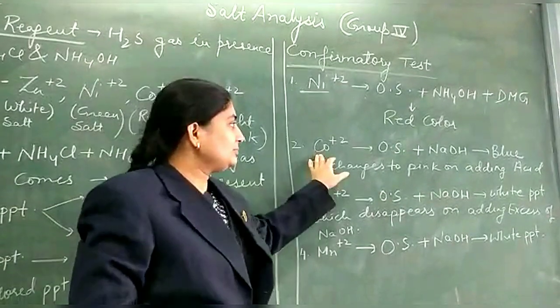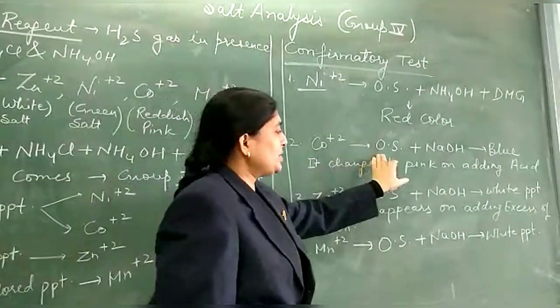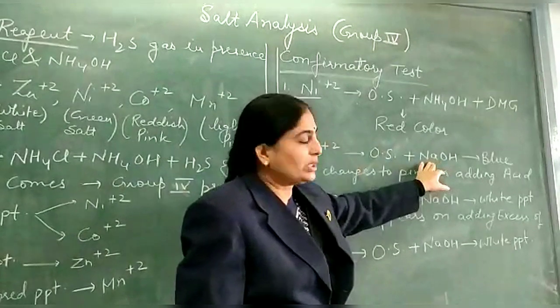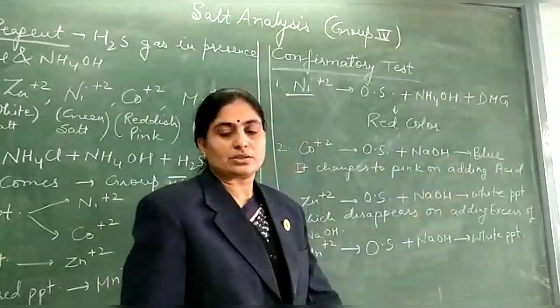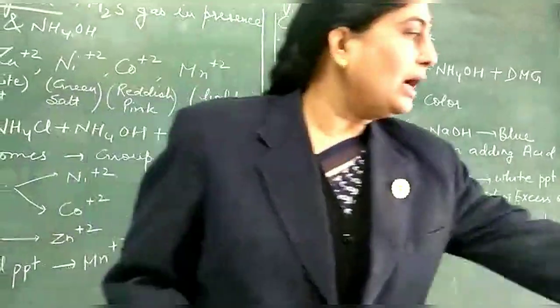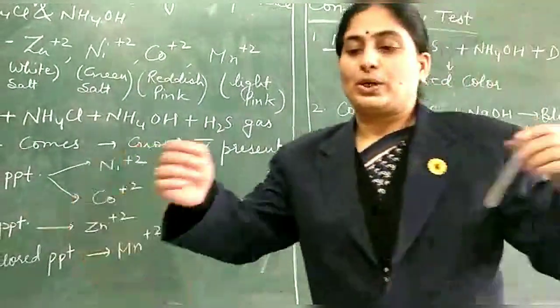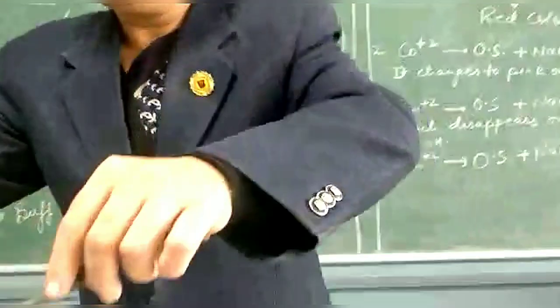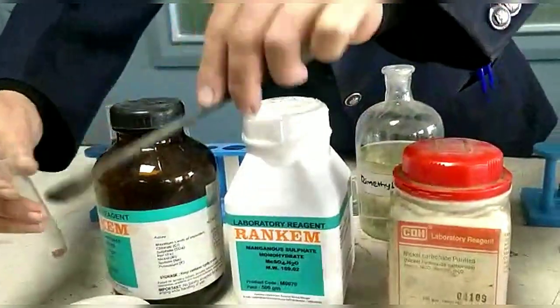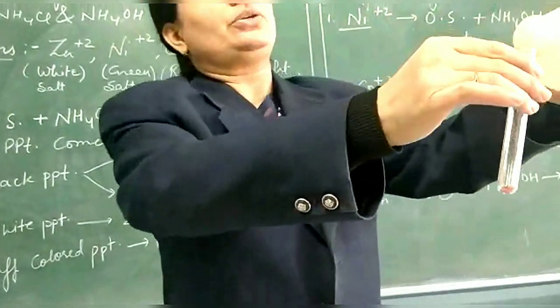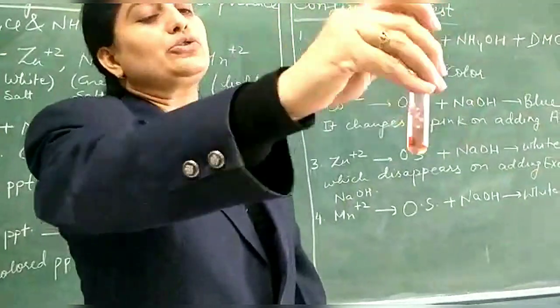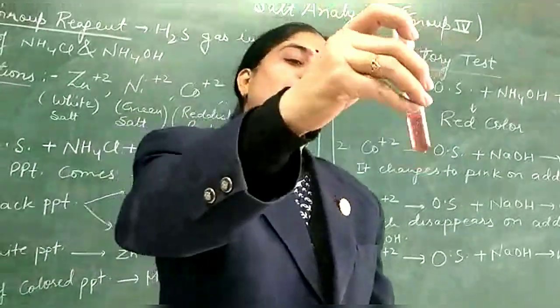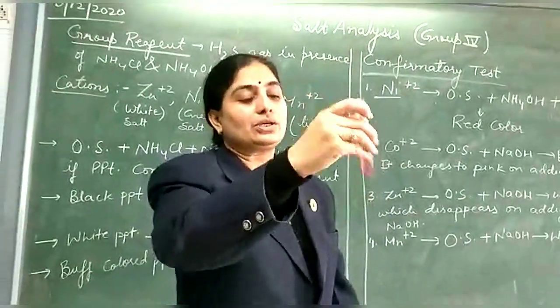Now we'll move to cobalt, and the test for cobalt is we take original solution, add NaOH to it, we get blue color, and this blue color changes to pink on adding acid. So let us see how it will happen. Let me take a small amount of cobalt salt, a very small amount I have taken, and then make original solution of it. I have told you how to make original solution. The characteristic of original solution is it must be clear and transparent.